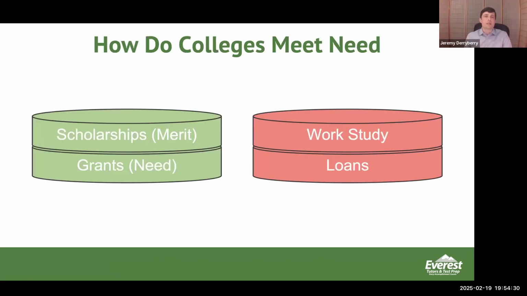So how do colleges meet need? Colleges will meet your needs in four ways. Scholarships, which are generally merit-based, meaning not based on your need, but based on something like your GPA or test scores. It really depends on the school. Some schools do not give any merit aid at all. They just give need-based aid. A lot of the Ivies and a lot of other, more high-end prestigious schools are really just going to do need-based aid. But a lot of other schools are going to give you merit aid.